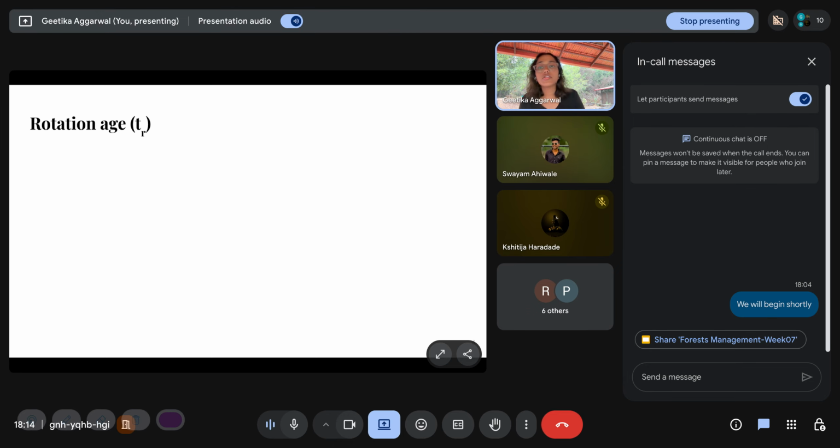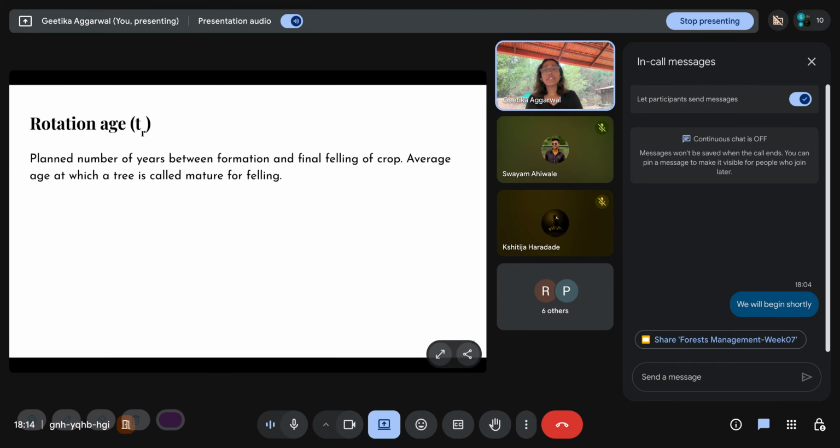Then we just discussed rotation age when we were talking about the age structure of the forest, and we were saying that in an even forest, the difference between the ages is less than 20% of the rotation age, and in an uneven forest, it's more than 20%. So now we'll discuss what exactly is the rotation age. It's basically the number of years between the formation and the final felling of the crop.